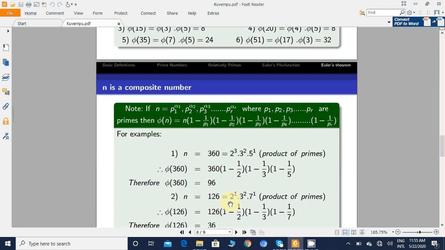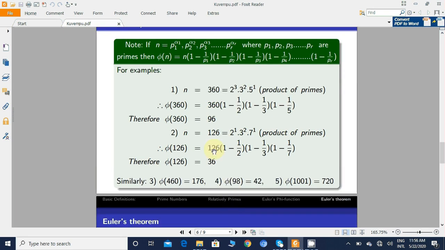And I take one more example. n equals 126. 126 can be written as 2 power 1, 3 power 2, 7 power 1. That means a product of primes. Then once again, by using the formula for a composite number, on that basis we can calculate the value of φ of 126. Therefore, φ of 126 equals 36. Similarly, φ of 460 equals 176, φ of 98 equals 42, φ of 1001 equals 720.